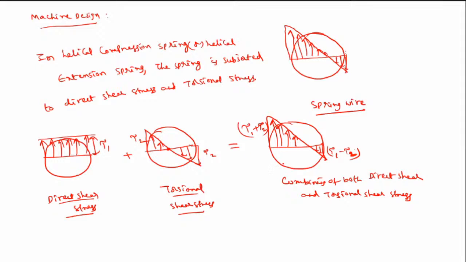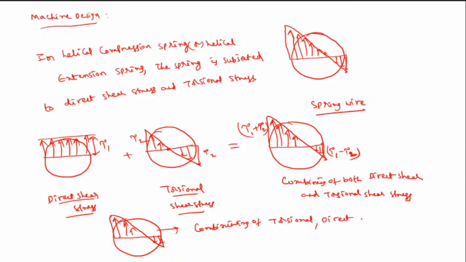There is one more diagram that is showing a curved shape. That curved shape is for the stress concentration factor. It is very similar, a similar diagram we will get. This is for the combining of torsional, direct and stress concentration effect, due to curvature. So that is where the answer is: combining of direct shear and torsional shear stress.